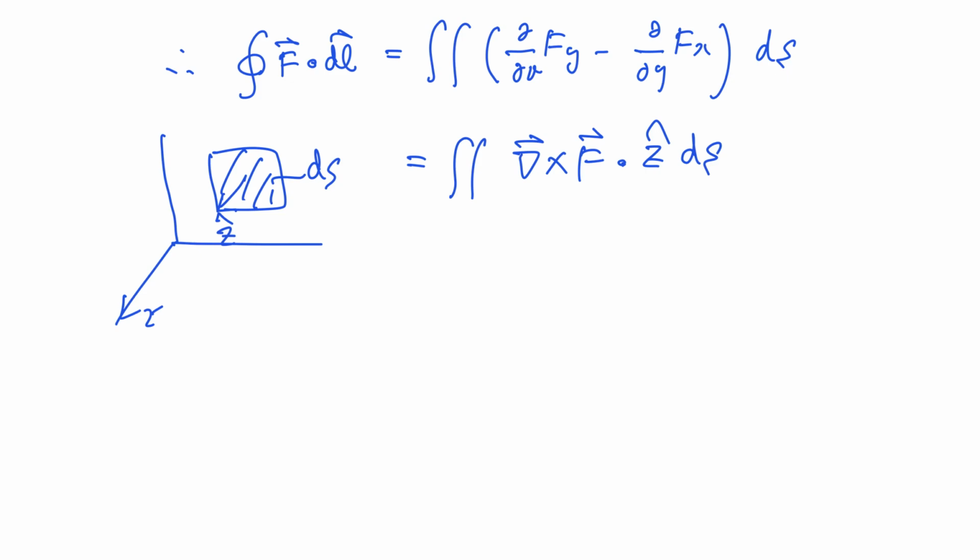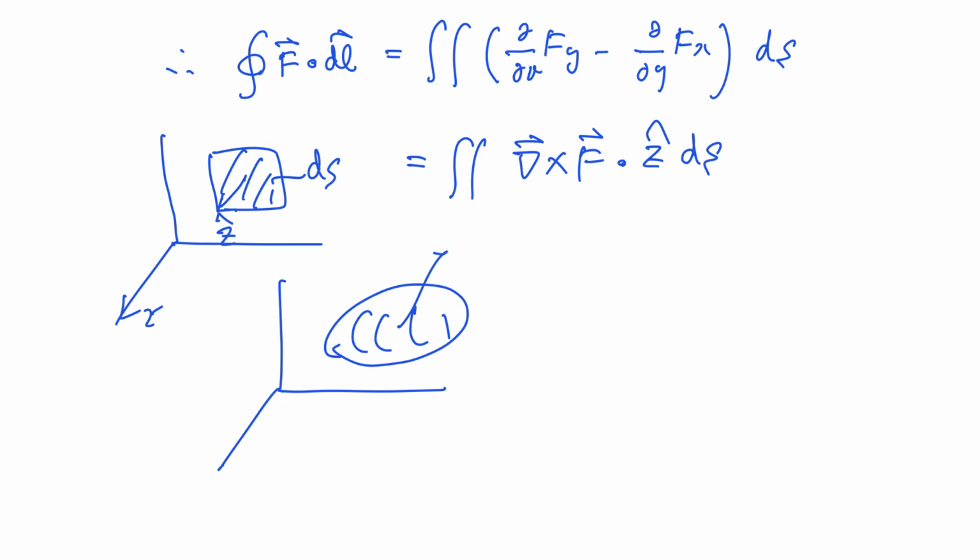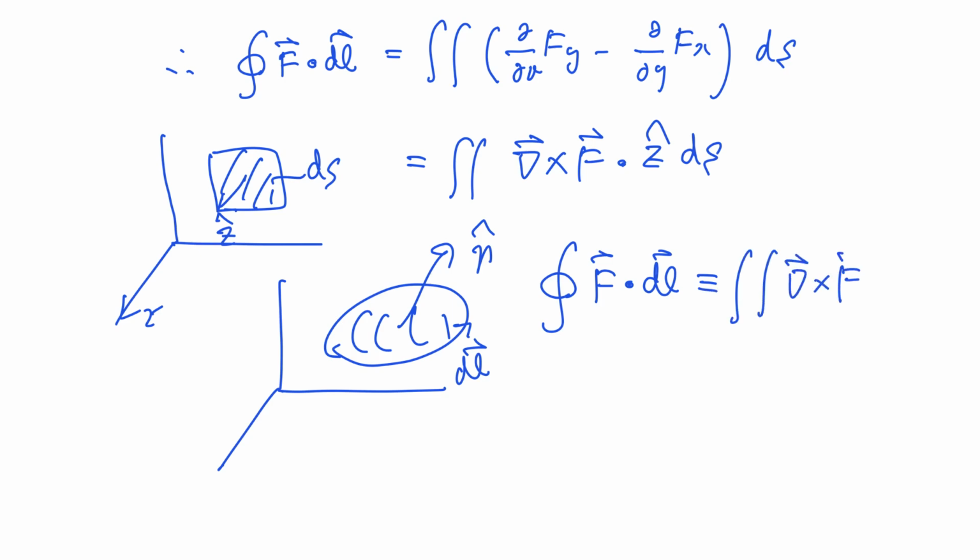So I think that we have a connection back. So in general, if we have some kind of general surface, and this is a normal direction, and this is a dl, then we have the following form: the integral of f dot dl is the integral of curl f dot ds, and this is called the Stokes theorem.